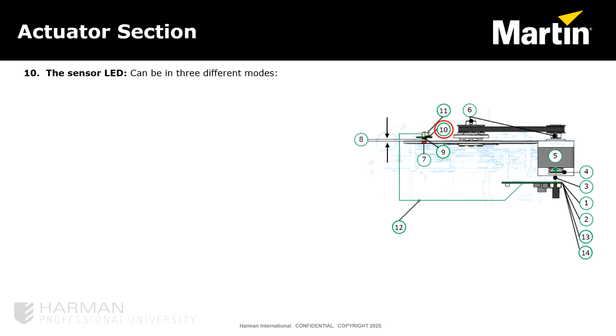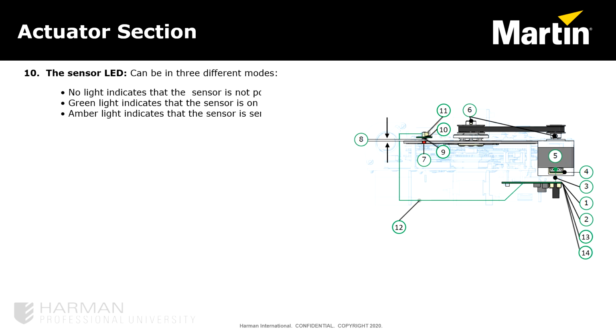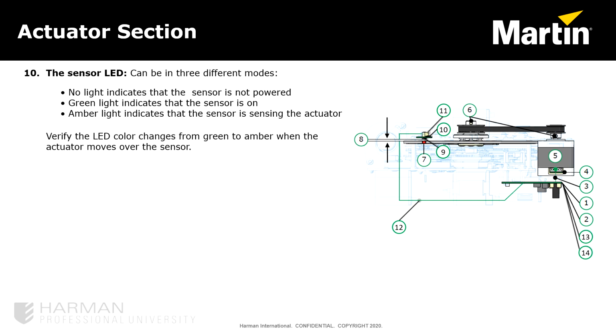A sensor LED can be used in troubleshooting to identify the state in 3 different modes. Verify the sensor is not powered if the LED is not illuminated. If the LED is green, the sensor is powered on. The color amber designates the sensor is sensing the actuator.